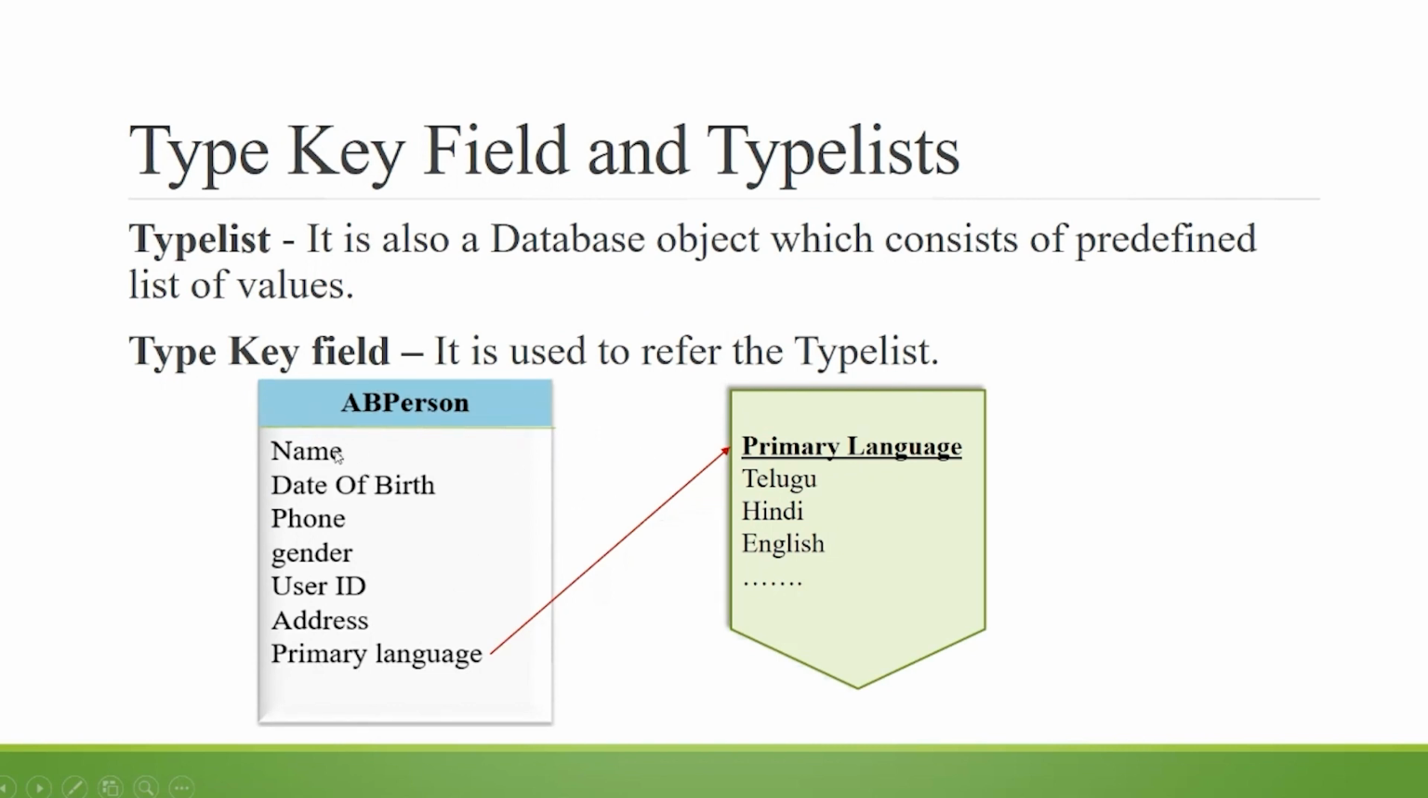For example, for AB person, the person may be a Telugu person, Hindi person or English person. While filling in the primary language, he will get a drop down so that he can select a value from it. For such drop down cases, we use type key to refer to a type list. This is all about data model.